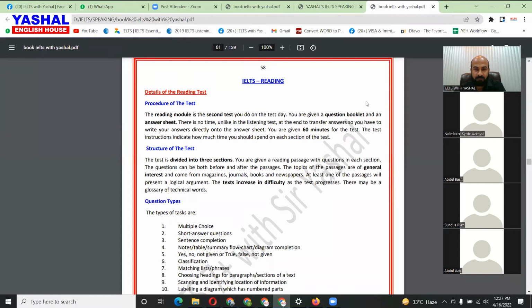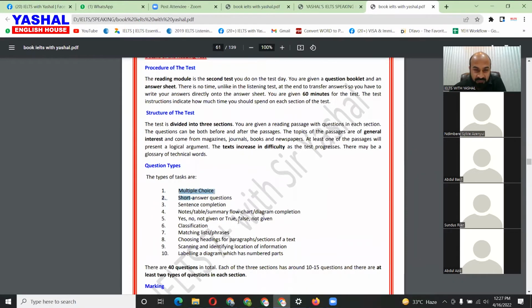I think 4. There are 3 reading passages. We call it reading passage 1, reading passage 2, and reading passage 3. Reading passage 1 is the easiest one. Reading passage 2 is comparatively difficult, and 3 is the most difficult. These are the different types of questions. How do people answer?